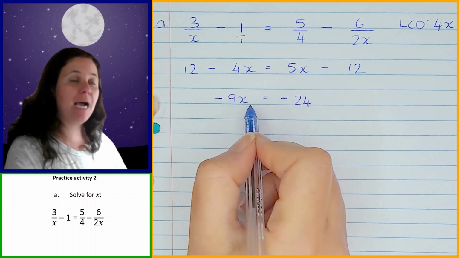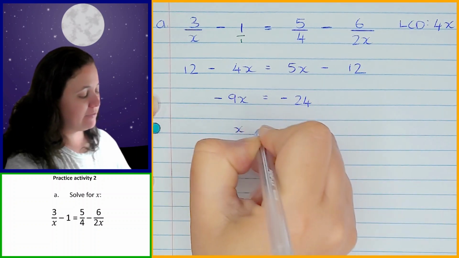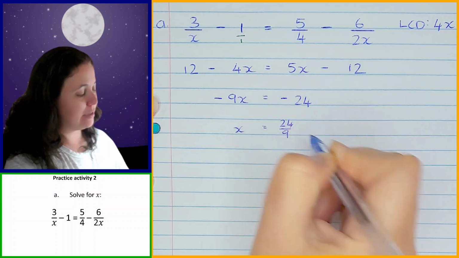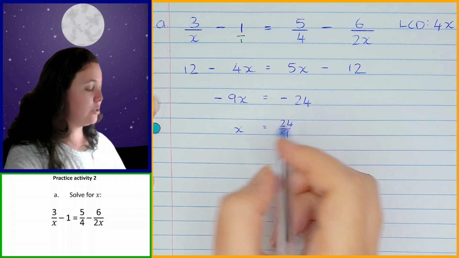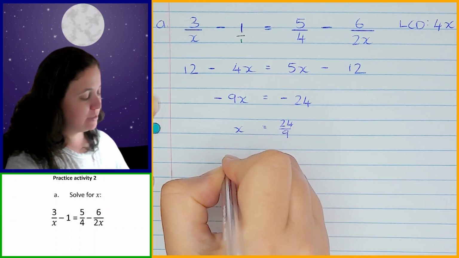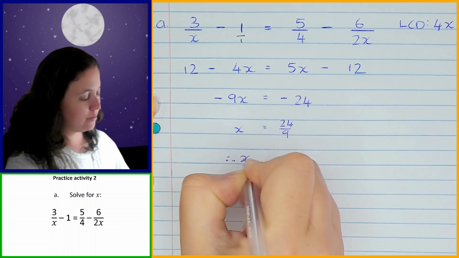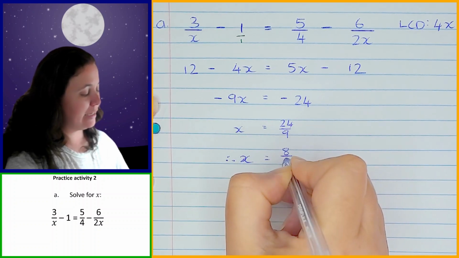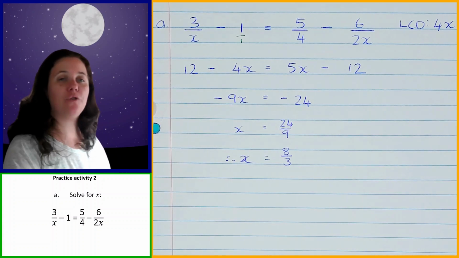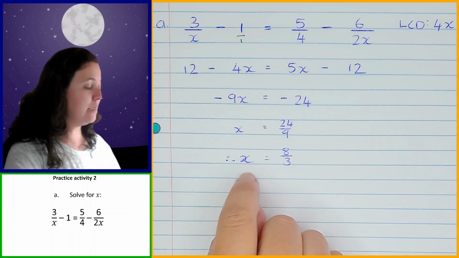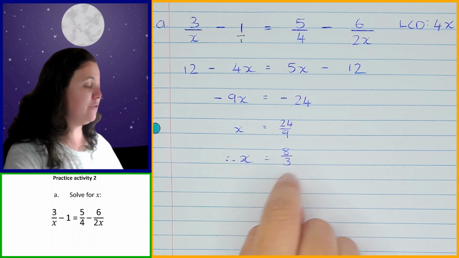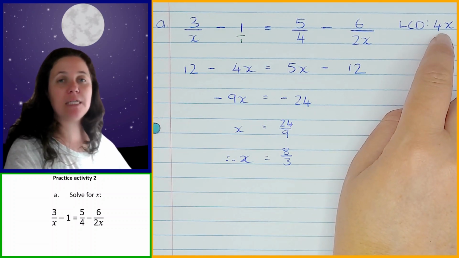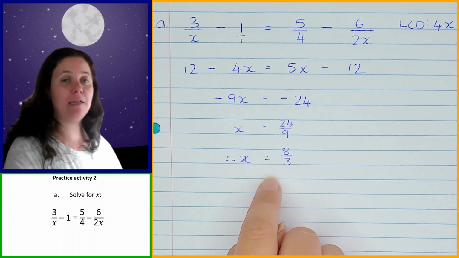Then I need to divide by negative 9. So I've got a negative divided by negative is positive 24 over 9. I can simplify this. 3 goes into 24 8 times, so I've got 8 over, 3 goes into 9 3 times. So it's 8 over 3. So that's what you should have got for question A. And then if I check this, 8 over 3 is not going to make my denominator 0. The only thing that would make it 0 is if x was equal to 0. So this is a valid solution.